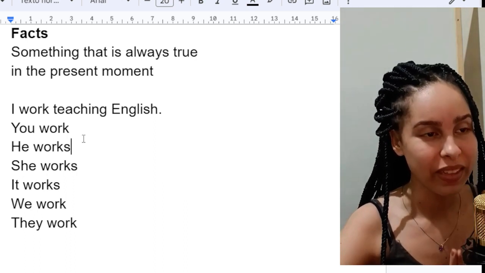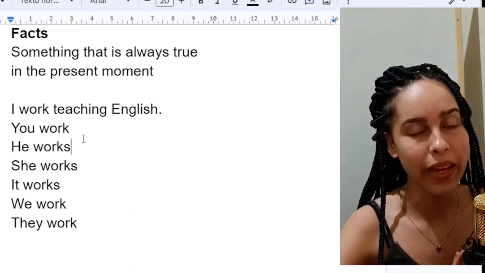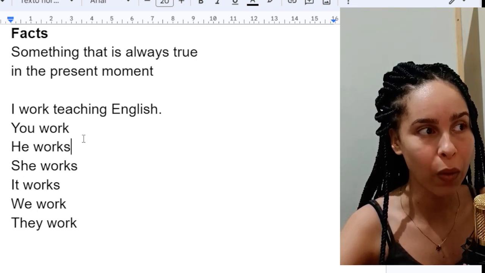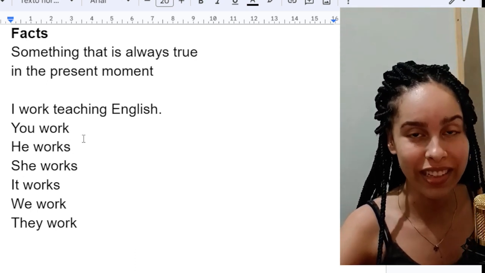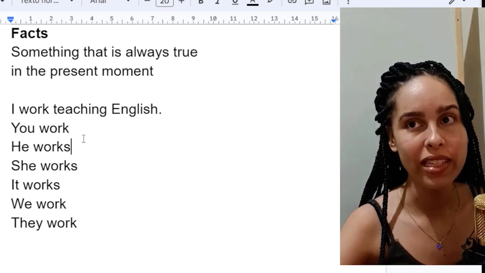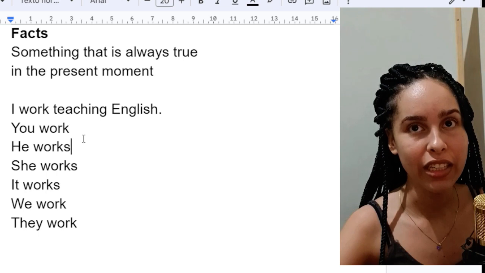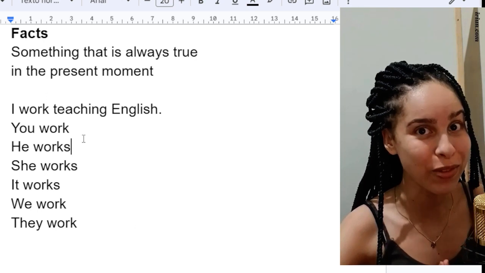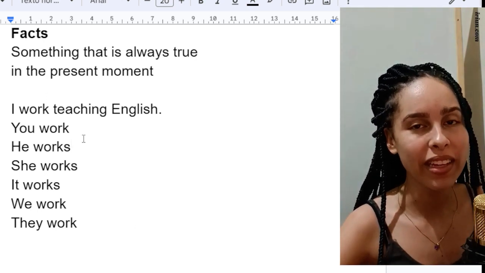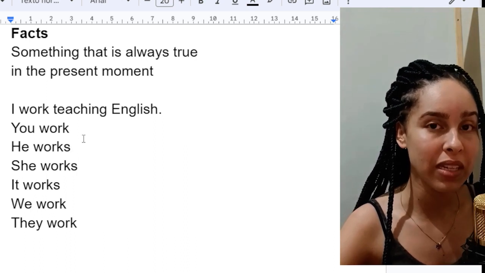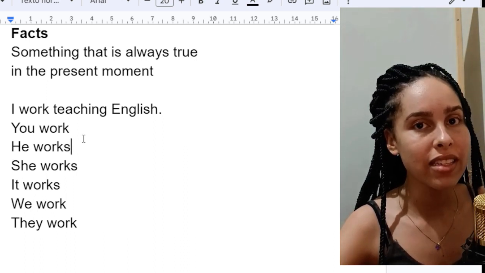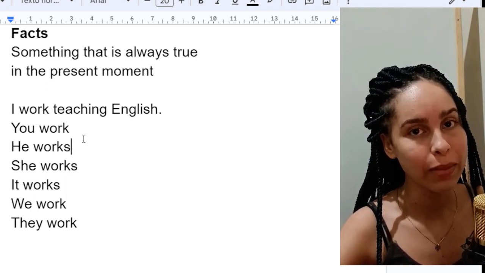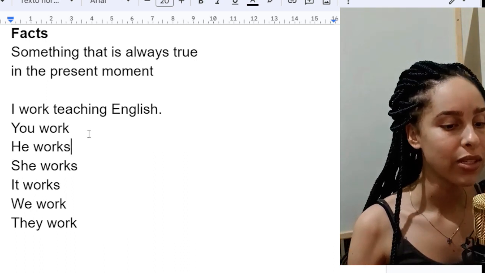This is something that's really interesting about being always true, because even if I'm not teaching English now, it's still true because I teach English. So if I say I live in London, even if I'm not in London right now, it's still true because I live there. So it's something that, even though you're not necessarily doing it now, it's still true. It continues to be true because you do it in the present moment in your life. Okay? So this is how we do it.